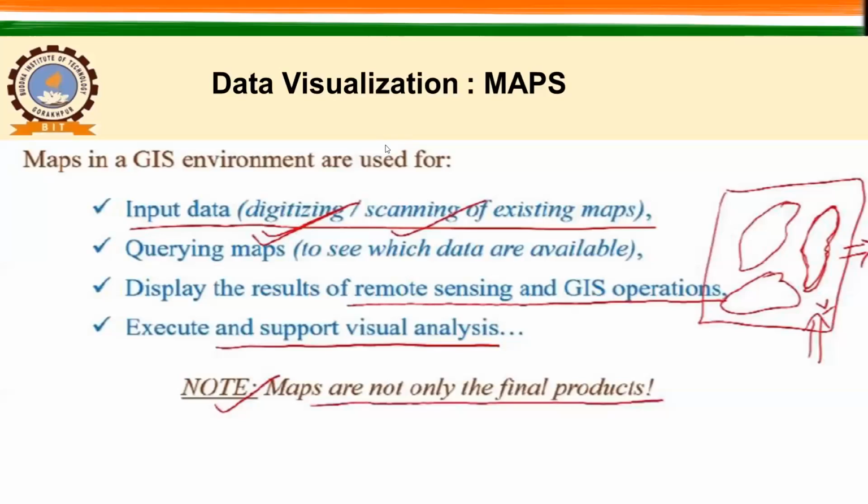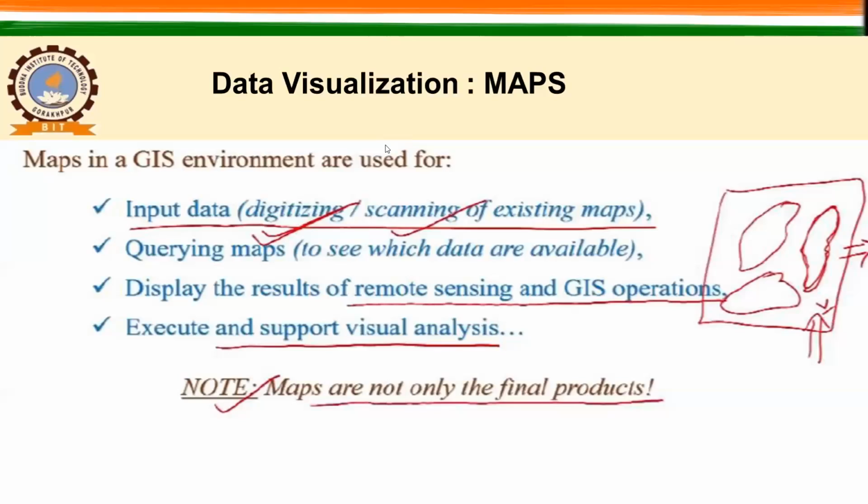Display the results of remote sensing and GIS operation. So as I told you, all the maps which have been generated using remote sensing data have to undergo this GIS process, right? Execute and support the visual analysis. And remember, maps are not only the final product. There are many other forms through which you can generate the result in GIS environment, right?